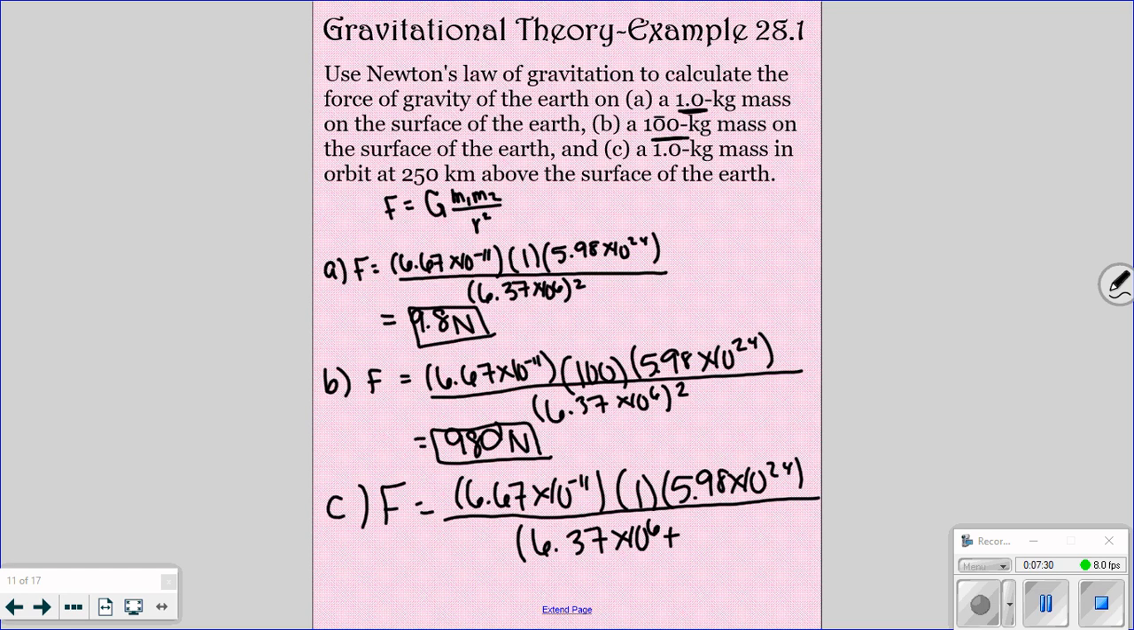Now I'm going to go back to the chart real quick in the back, and the radius was in meters, and they told us this was not in meters. 250 kilometers, 1 kilometer is 1,000 meters, so you have to multiply it by 1,000. So 250 and then 3 more zeros, so 250,000 is what you're going to add to whatever radius the Earth was.